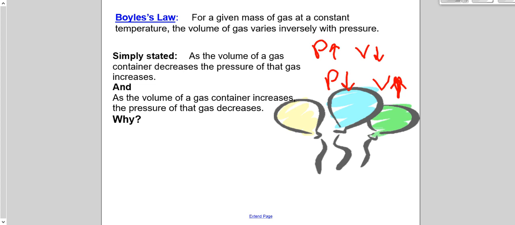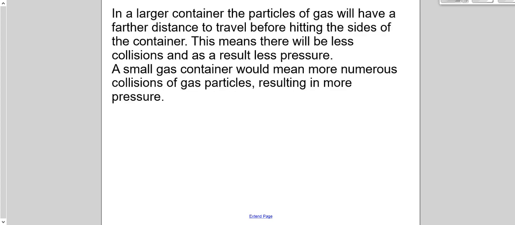Now, if we want to, we can think about why this is. In a big container, the particles of gas have a long way to go before they hit the sides of the container. If they're not hitting the sides of the container, they're not putting pressure on the container. So in a big space, there's very little pressure. The opposite's also true. In a small space, the particles are moving just as fast, so they will hit the sides of the container quite a bit and cause quite a bit more pressure.